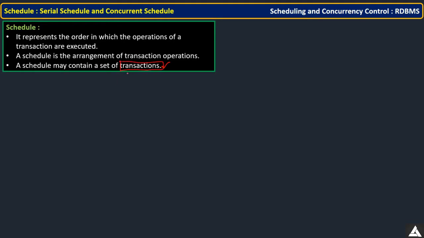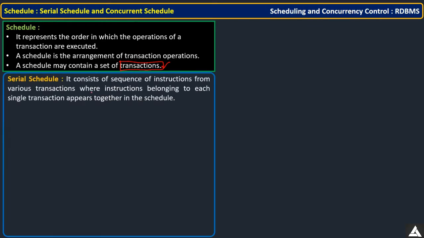Let us understand more by going into these two different types of schedules. Throughout the chapter, we are going to discuss these only. The first one is the serial schedule. It consists of a sequence of instructions from various transactions, where the instructions belonging to each single transaction appear together in the schedule.